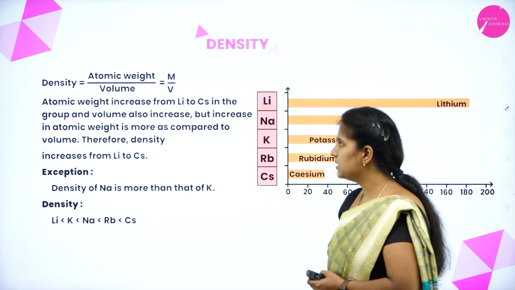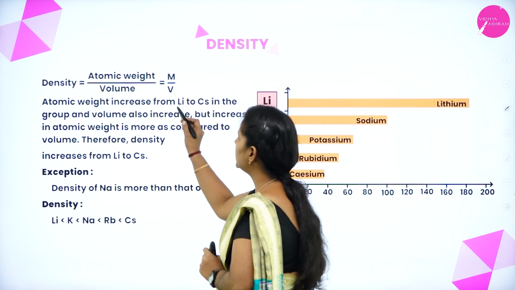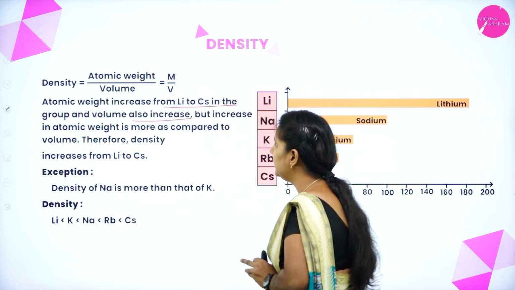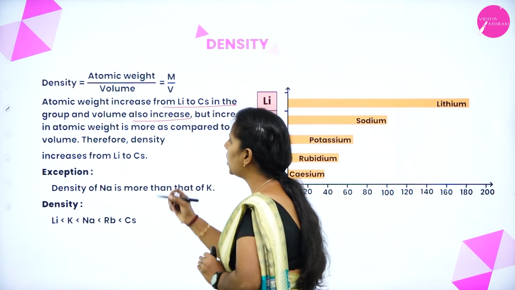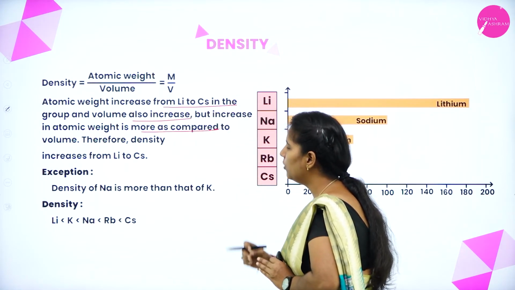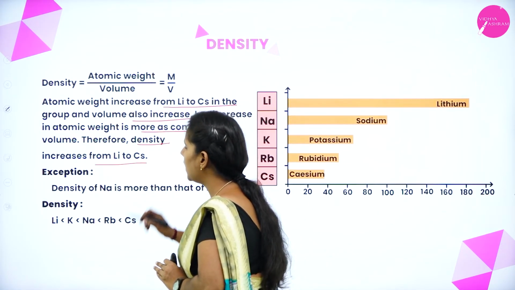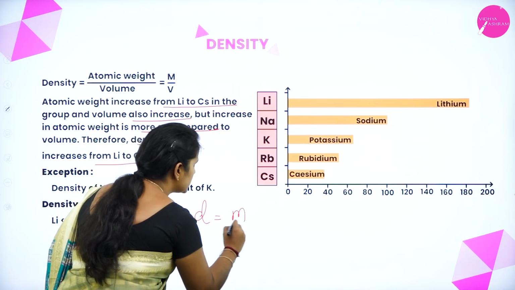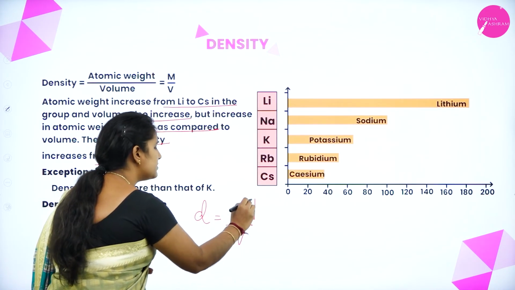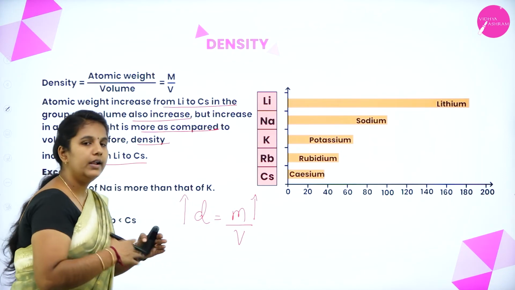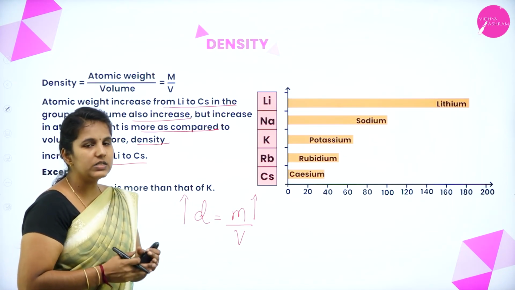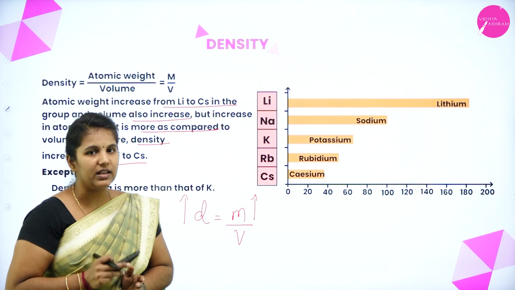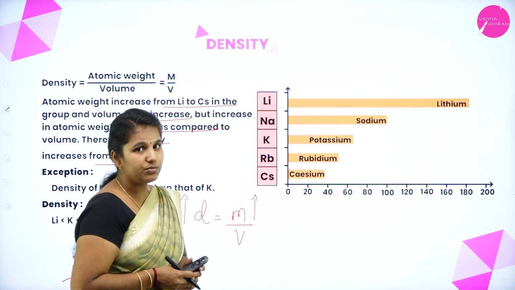Is it right? Yes. The atomic radii increase from lithium to cesium in the group, and the volume also increases. But the increase in atomic weight is more compared to that of the volume. Thereby, density increases from lithium to cesium. We write density as mass by volume. As the mass increases, what happens to the density? Density also increases. That is why, as the mass increases from top to bottom, the density also increases. But we have exceptional cases.